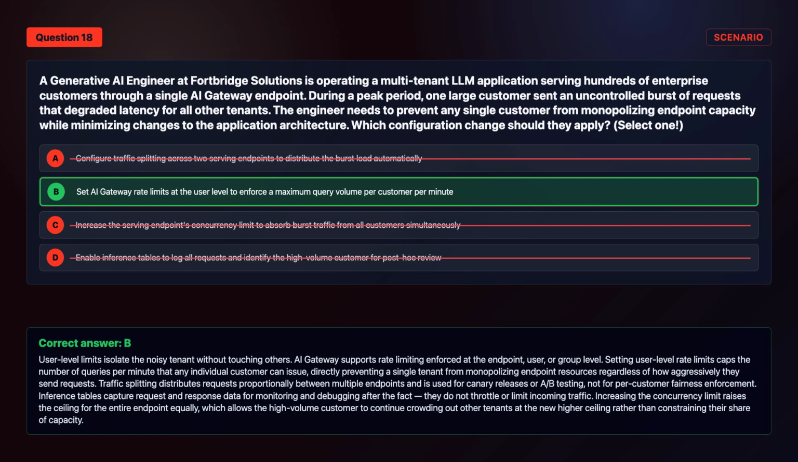Traffic splitting distributes requests proportionally between multiple endpoints and is used for canary releases or A/B testing, not for per-customer fairness enforcement. Inference tables capture request and response data for monitoring and debugging after the fact. They do not throttle or limit incoming traffic. Increasing the concurrency limit raises the ceiling for the entire endpoint equally, which allows the high-volume customer to continue crowding out other tenants at the new higher ceiling, rather than constraining their share of capacity.